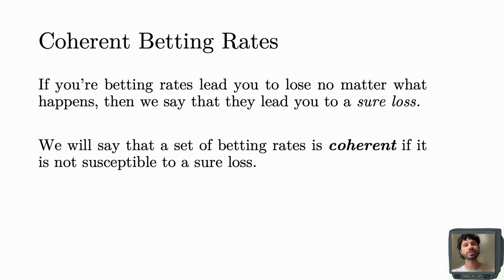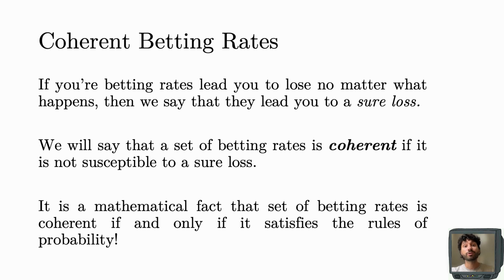A Dutch book is a series of bets that lead you to a sure loss. And we'll say that a set of betting rates is coherent if it's not susceptible to a sure loss. That's going to be our standard, right? It seems to be quite a minimal standard. A standard for coherent betting rates is that it is possible for you to win, right? Because if you get into a situation or a series of bets where no matter what happens you lose, that's senseless behavior, and we should call you incoherent. So a set of betting rates is coherent if it's not susceptible to a sure loss.